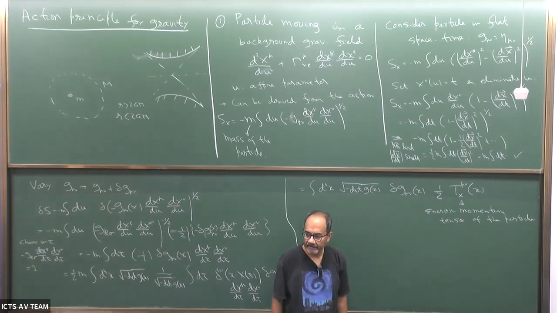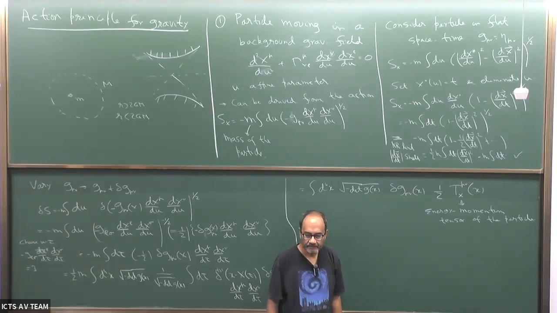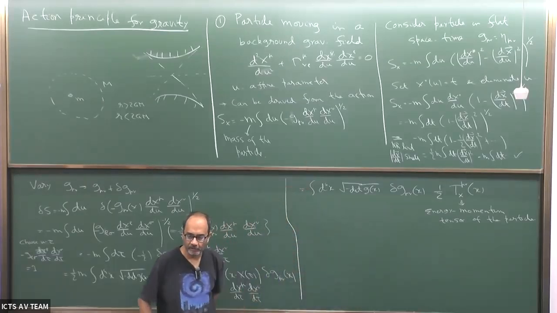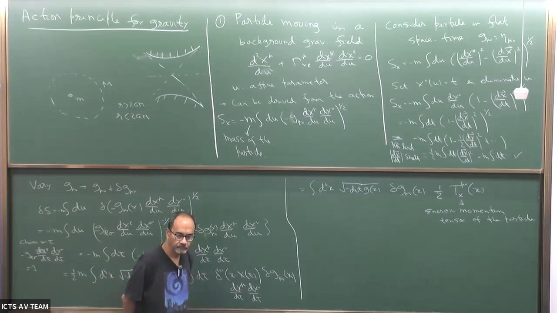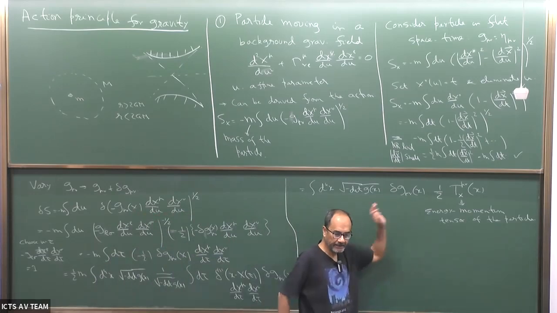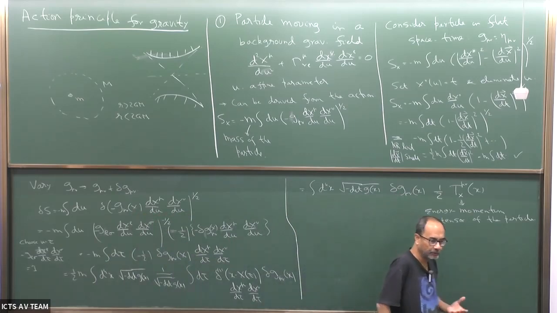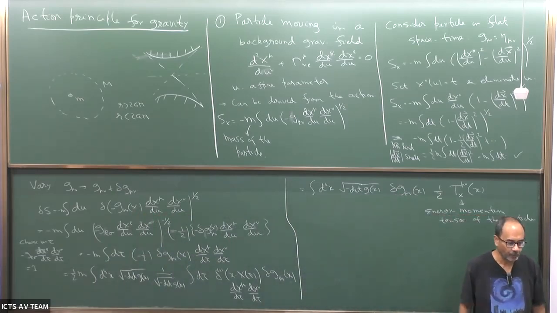Is that clear? So you cannot simply demand that you take that action, vary with respect to g mu nu, and set it equal to 0, right? It gives you something that is not part of any equation of motion. But this does suggest something non-trivial, and that is that if you recall, T mu nu actually appears in an equation of motion, right?